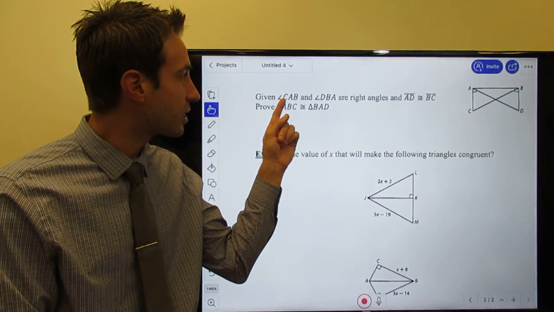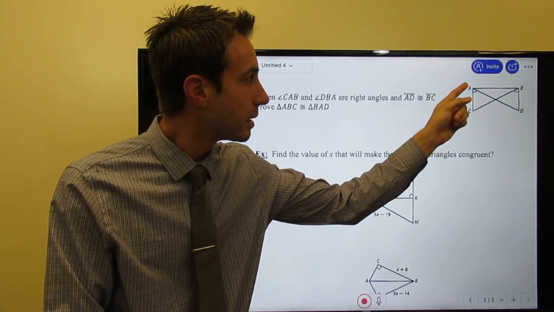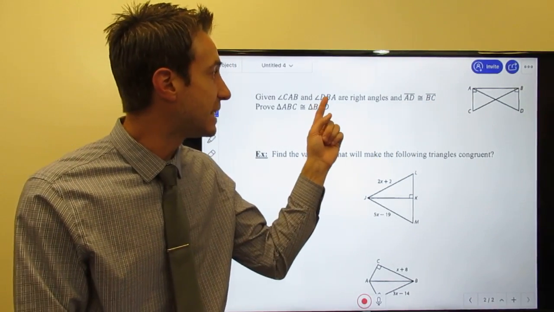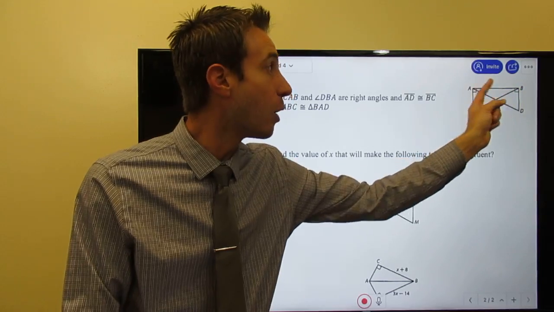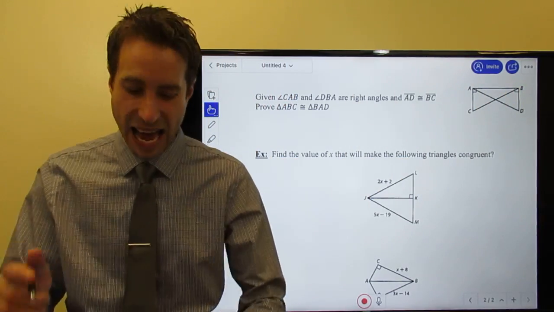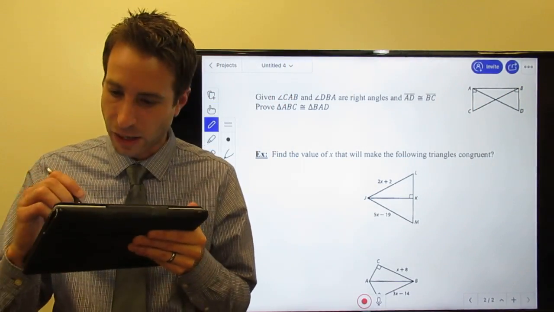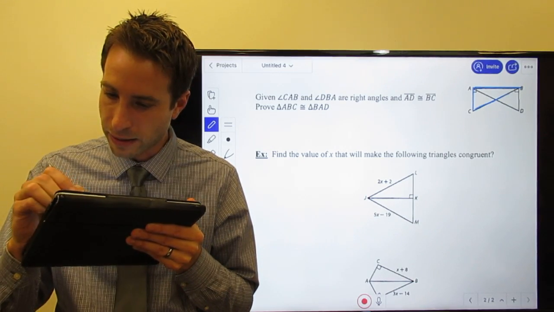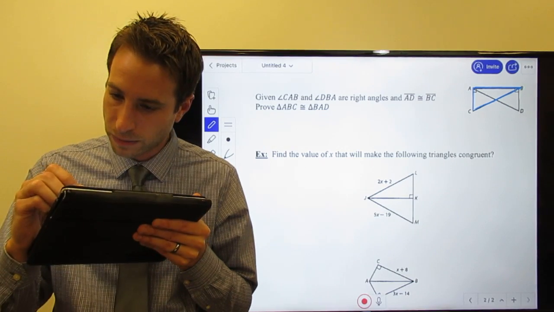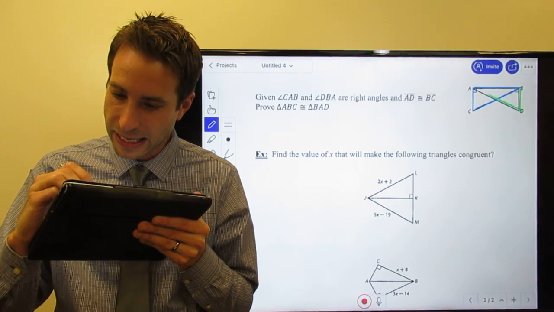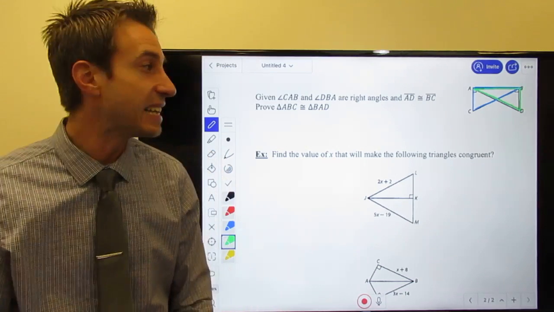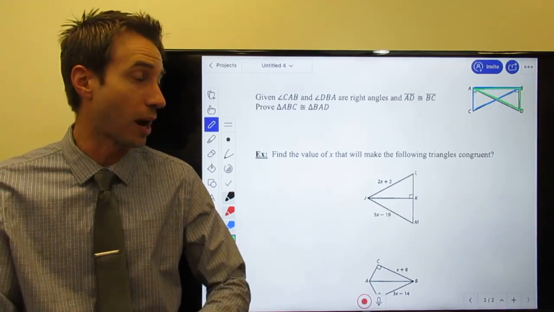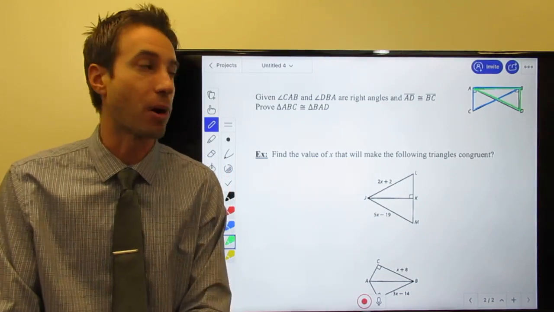I tell you that angle CAB is a right angle, given to me in the diagram. And DBA, given to me in the diagram. They're right angles. Let me go ahead and draw those triangles in different colors so that we can easily see them. I got this triangle right here, and I got this triangle right here. And again, in the diagram, I'm given those right angles. So I know they're right triangles. They have a 90-degree angle. Maybe hypotenuse leg will work.